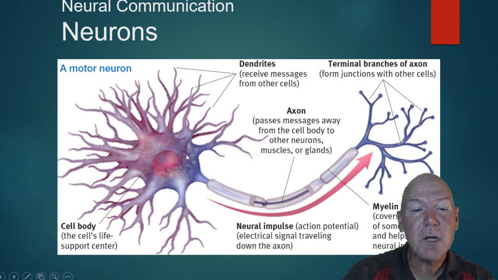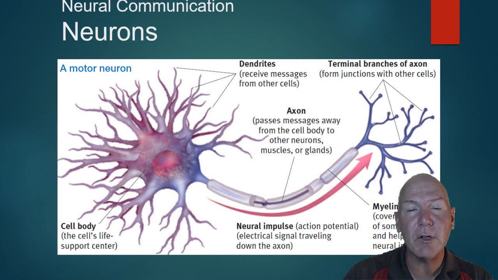Okay, back up in the top here, this area here is the cell body. We have a nucleus in the cell body. The cell body is the life support center. It controls the cell's growth. It controls the cell's health. Okay, so make sure you know those and the jobs of each of these parts of a neuron.